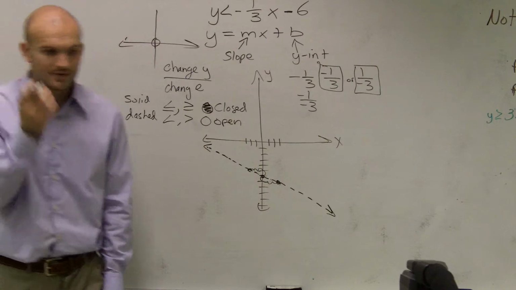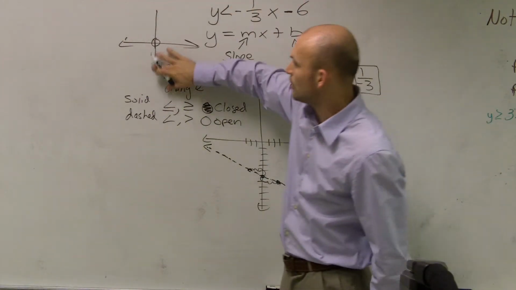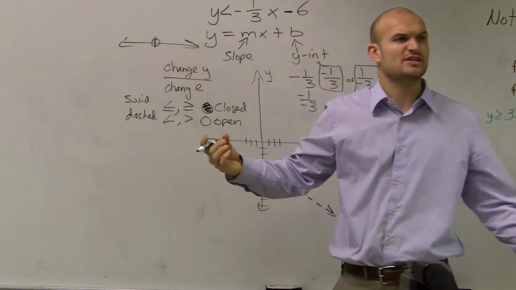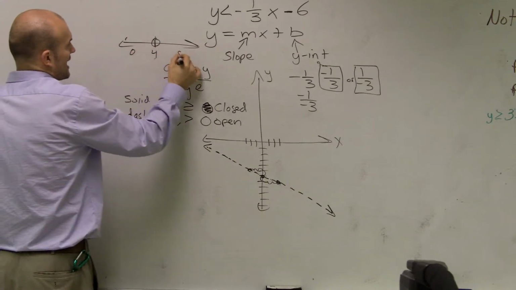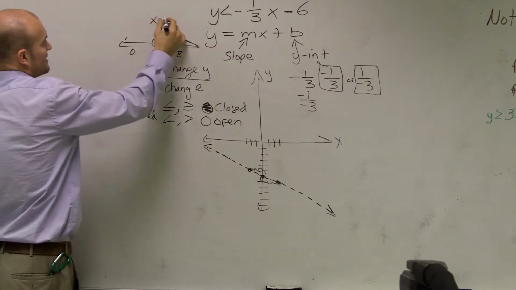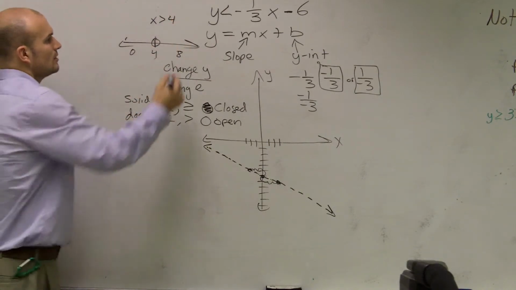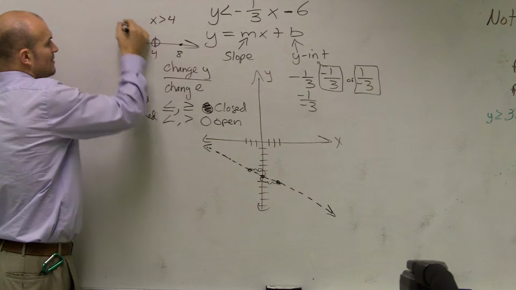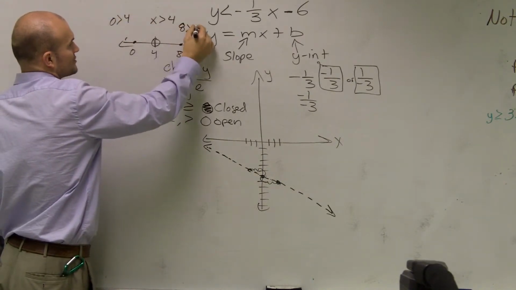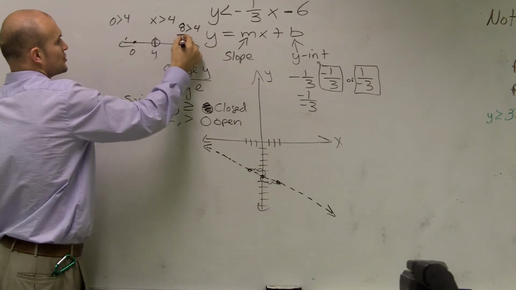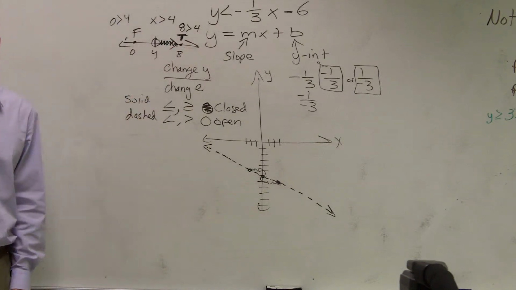Now the next thing you need to remember is, when we graphed an inequality on a number line, to determine which way to shade, we picked test points. So for x greater than 4, we'd say 0 and 8. Which one was true? We said 0 is greater than 4, or 8 is greater than 4. And we found out this was false and this was true. So therefore, we shaded towards the true statement, correct?